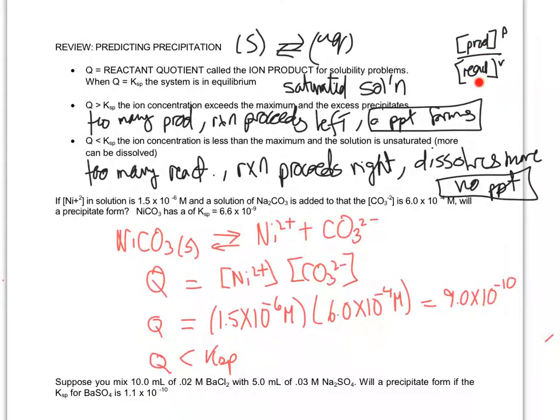That means that I'm going to proceed to the right for the reaction to reach equilibrium. Proceeds right, which means I'm going towards the ions to form more ions. More of it dissolves, and so no precipitate would form.